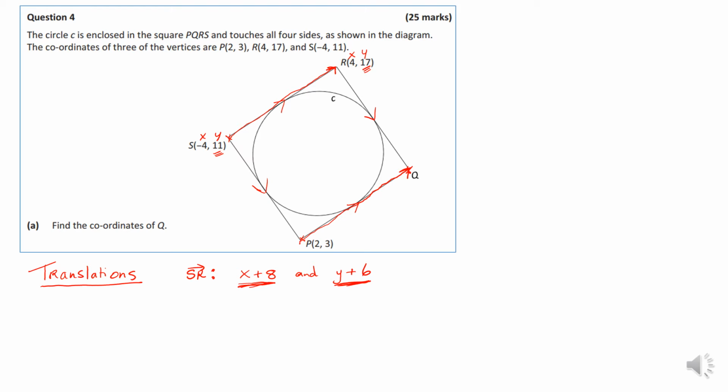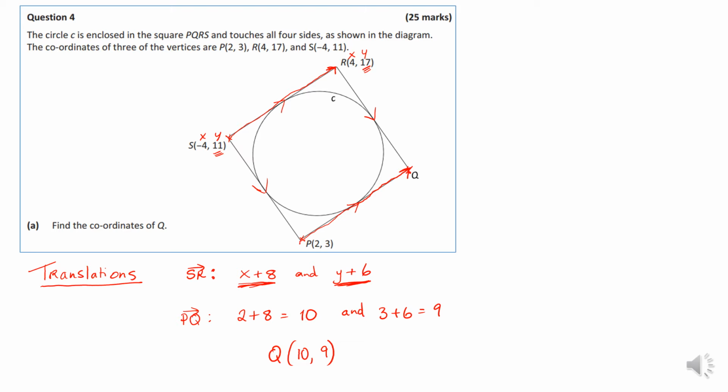We're going to repeat that then to go from point P to point Q. If we start with P, the x coordinate is 2, so we'll be getting 2 plus 8, which is 10. And the y coordinate is 3, and we'll be adding 6 to that, so 3 plus 6 is 9. So point Q will have x coordinate 10 and y coordinate 9. And there we have our point Q.